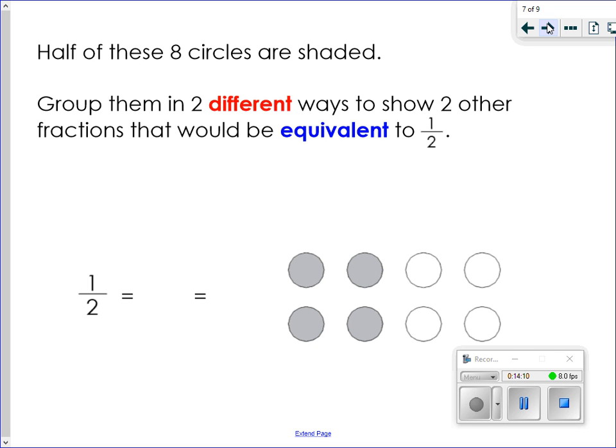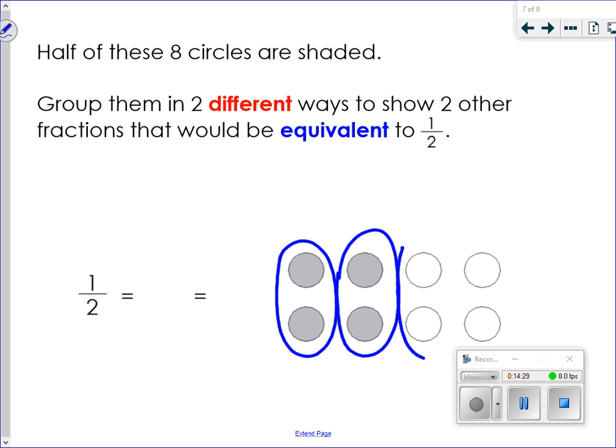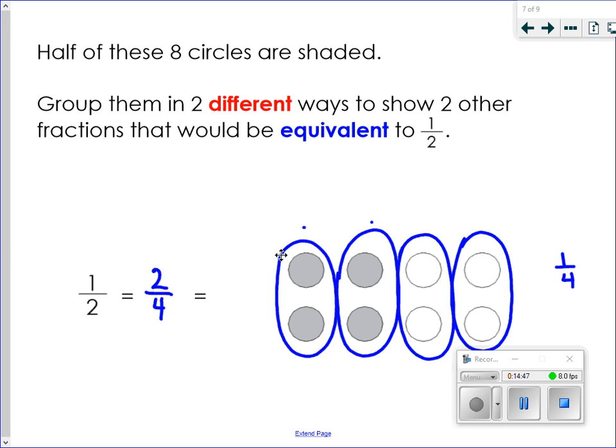Okay, half of these 8 circles are shaded. So my fraction is 1/2. I'm going to group them in different ways to see if I can come up with 2 other equivalent fractions. Okay, well, like we did before, what if we looked at it this way? And I grouped them into 4 equal groups. So each of those equal groups is 1/4, right? Okay, so how many fourths are shaded? 1/4 here, 1/4 here. That's 2 fourths are shaded. Okay, that's one equivalent fraction.